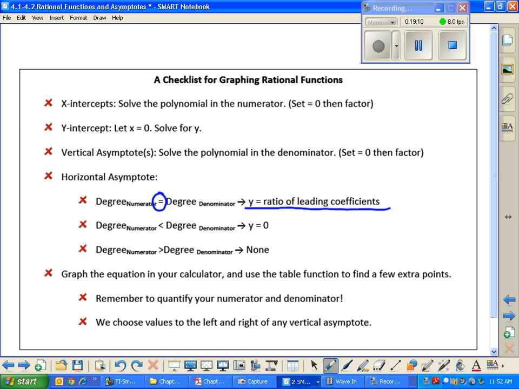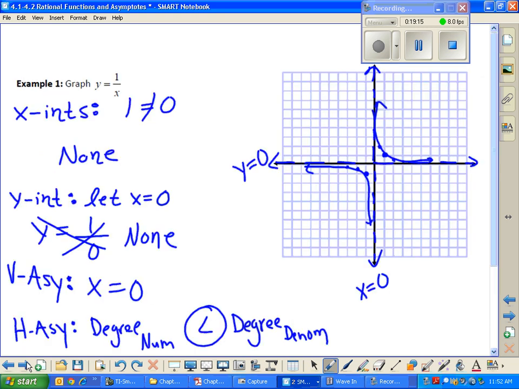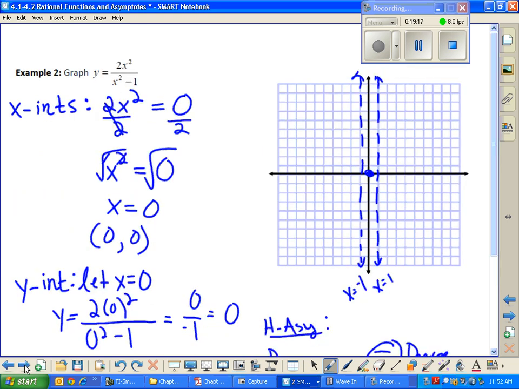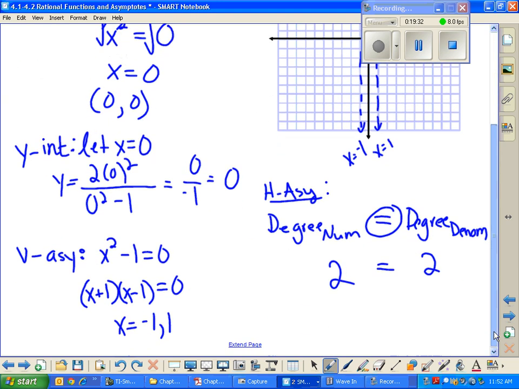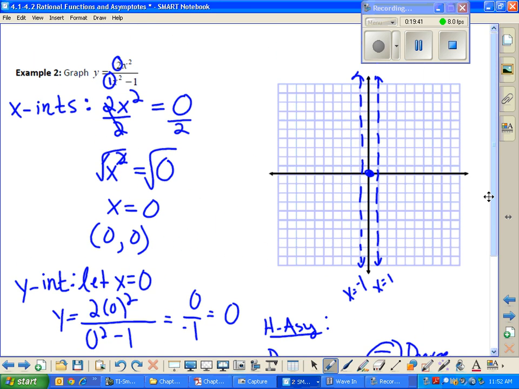Remember, a coefficient is just a number in front of a variable. So when I look at this one, the number out in front of the numerator is 2, and the number out in front of the denominator is 1. So my horizontal asymptote can be found by making a ratio or a fraction with these two numbers. So my ratio is just 2 over 1, which is 2. So my horizontal asymptote for this problem is at y equals 2.